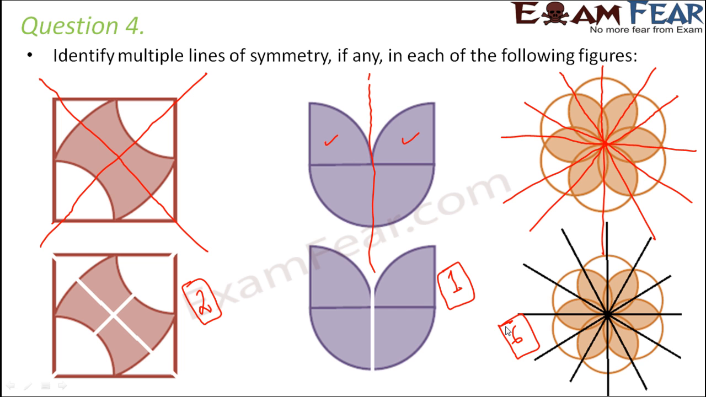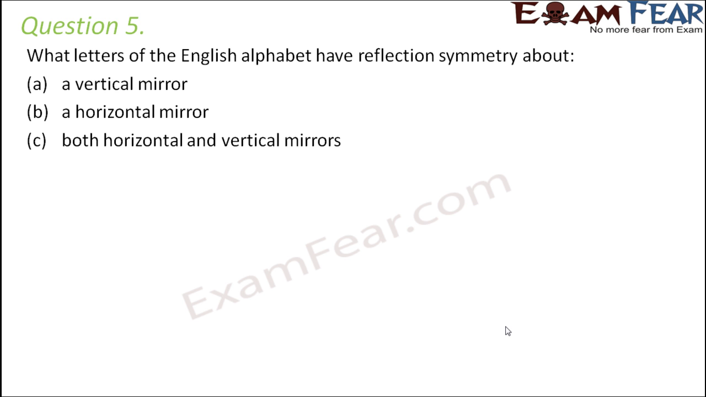So finding lines of symmetry needs a little bit of patience, and you actually need to draw it to see if it divides it into identical halves or not. Question number 5. Write what letters of the English alphabet have reflection symmetry about a vertical mirror. Okay, vertical mirror, that means there should be a line of symmetry which exists like this. Horizontal mirror means there should be a line of symmetry which exists like this.